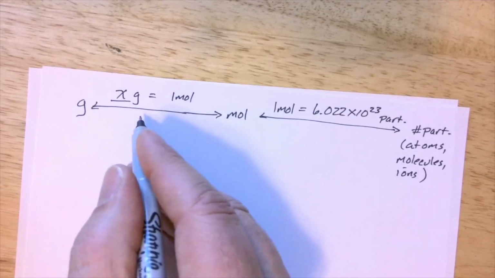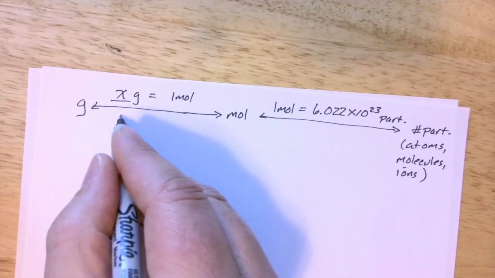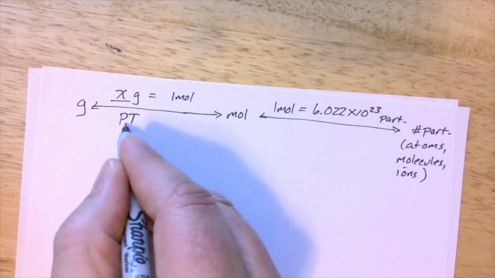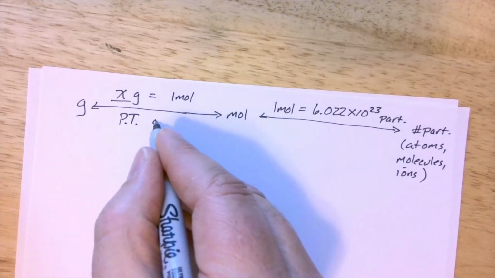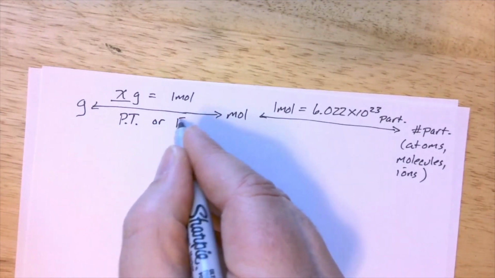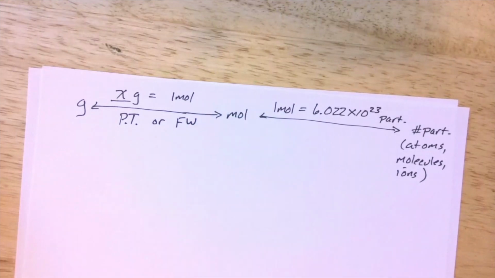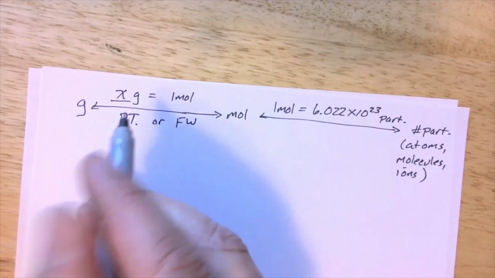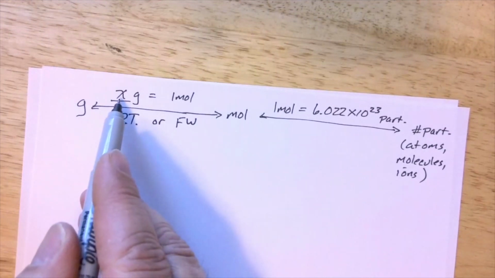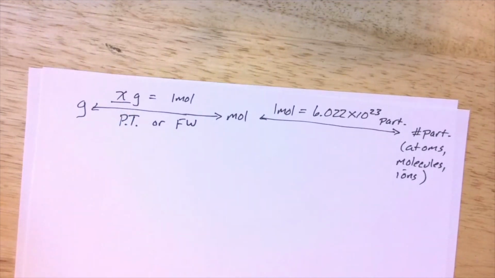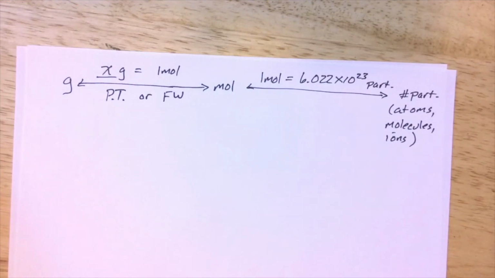As a little reminder, the place where you're going to find this information is the periodic table, so I'm going to use PT for periodic table. Later on, in the very near future, you're going to be using the formula weight, so FW. But right now, we're going to use the periodic table to find the value for X. So let's look at the first problem: what is the mass in grams of 3.5 moles of copper?